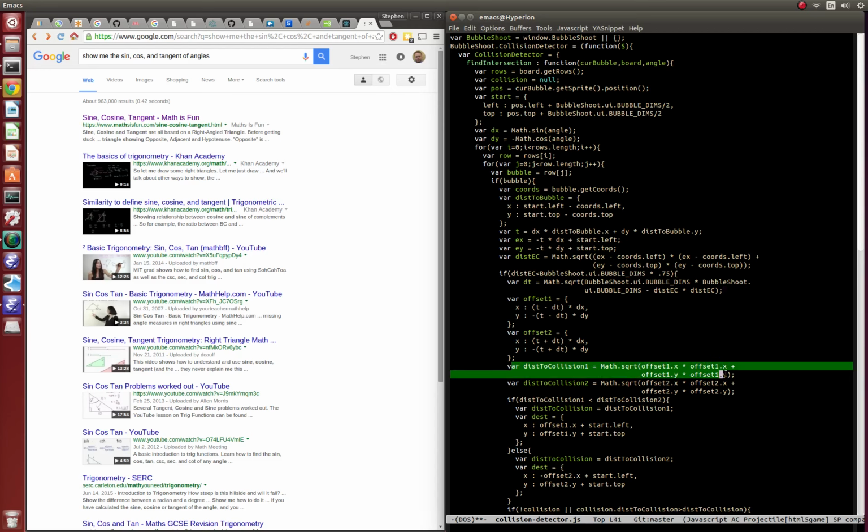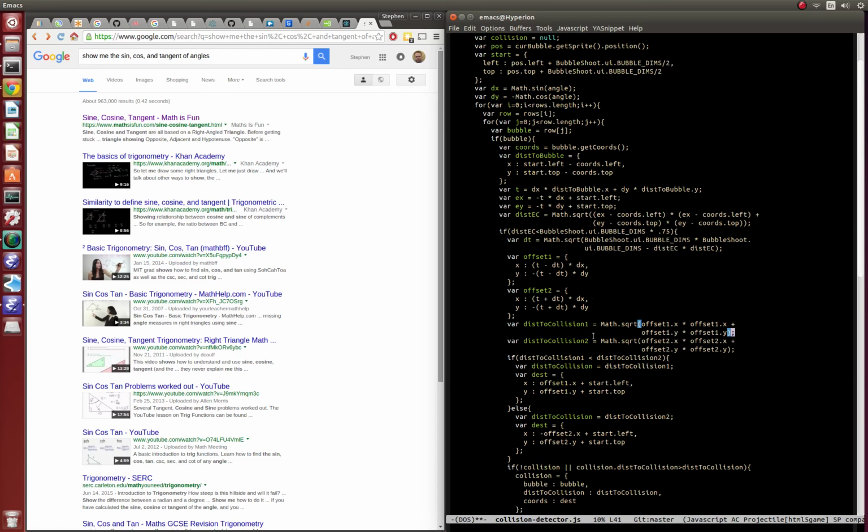Distance to collision 1 is, this function 2 is again the Pythagorean stuff. A squared plus b squared is equal to c squared. Distance to collision 1. Alright, then we're just finding the actual shorter collision. Now we're picking one of these two. There's some sort of negative stuff that has to happen if we're in.